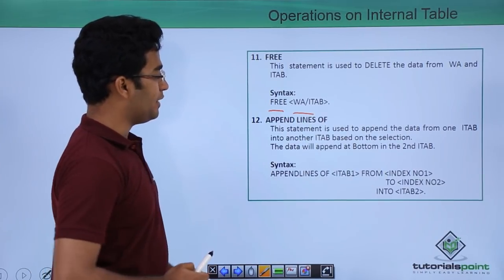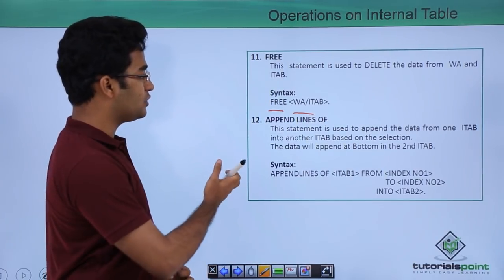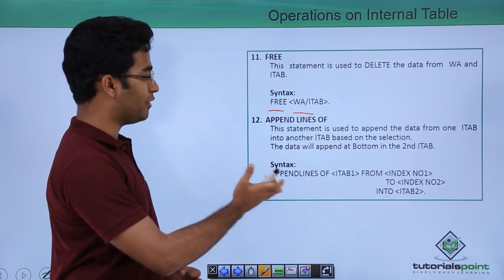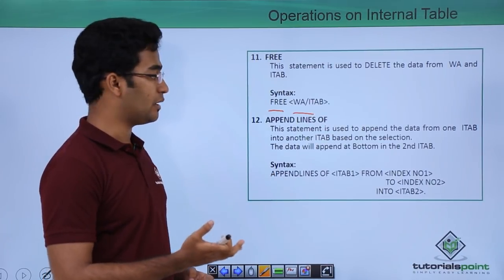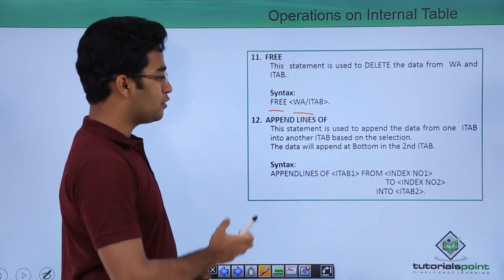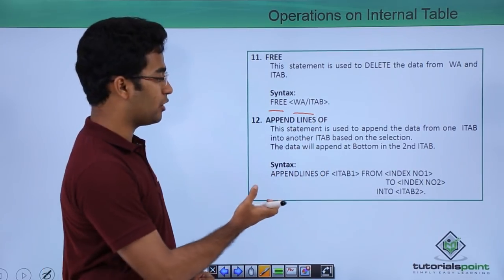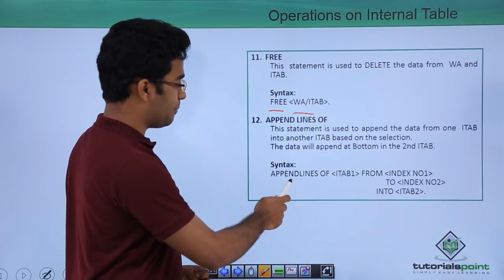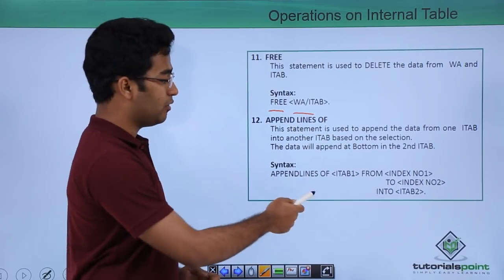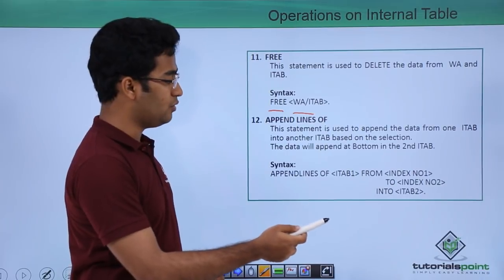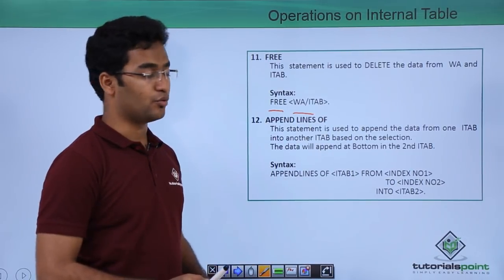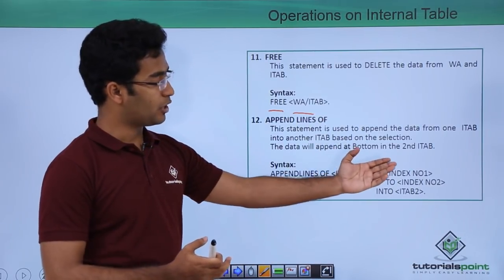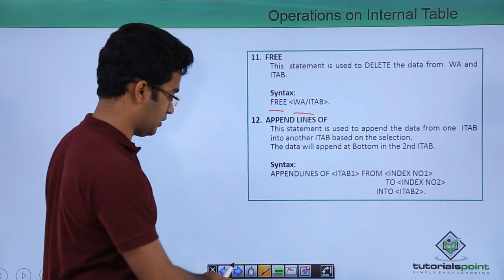And then we have the append lines of statement, and this statement is used to append the data from one internal table into another internal table based on some selection. So here the data will be appearing at the bottom itself, and this is the syntax here, that is append lines of internal table from index number 1 to index number 2 into internal table 2. So the data will appear at the bottom of the second internal table.